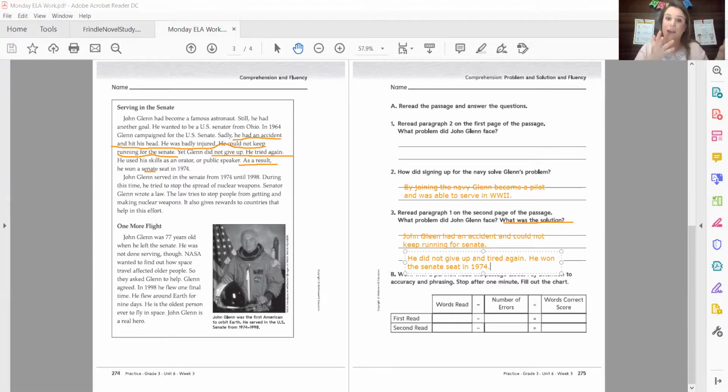So just going back and rereading helps you and connects. So now you know all these paragraphs connect because you can see he didn't give up here. He didn't give up when he wanted to serve his country in World War II. He joined the Navy instead. Here, he didn't give up and he waited and ran for the next election. So as you can see, John Glenn, all of his problems, he always kept on trying and there was always a solution at the end.